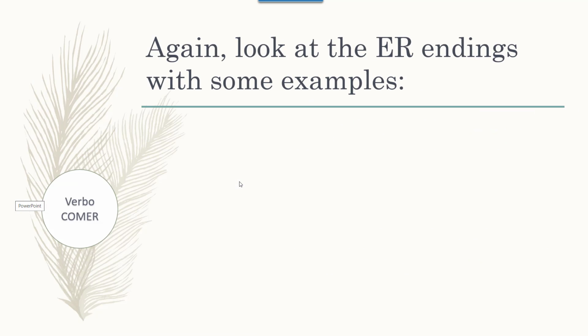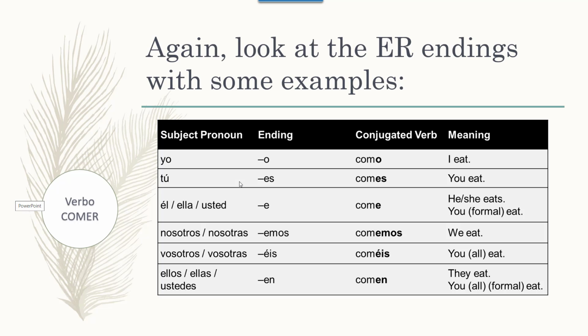So again, look at the verb comer with the endings and all of the forms right here in this table. So on this table you can see all the endings. How do you conjugate the verb comer? Yo como, comes, come, comemos, coméis, comen. And the meaning in English. And some examples, let's see.